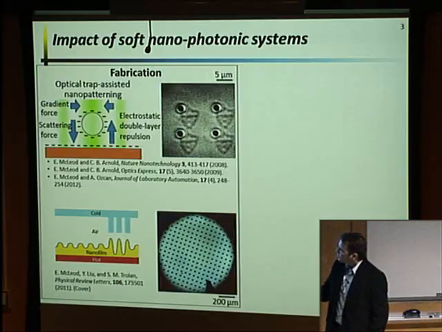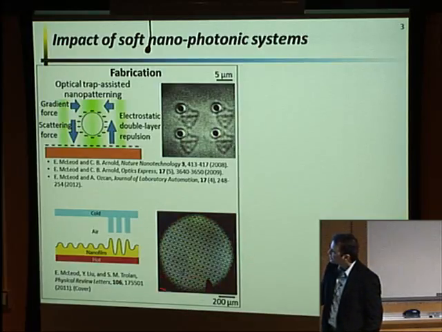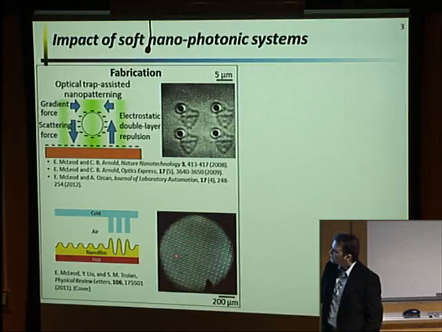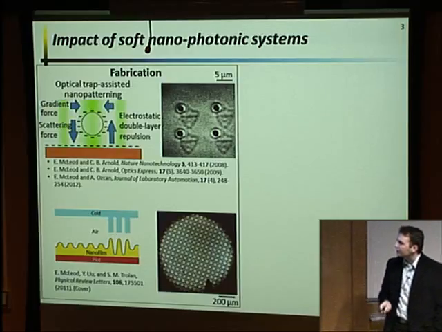This is another example of some work I did. In this case, this is looking at another way of doing some nanopatterning or lithography on a surface. In this case, we're trying to pattern this polymer nanofilm. And this polymer nanofilm is heated up so that it becomes a liquid. So it's a very viscous, soft liquid.